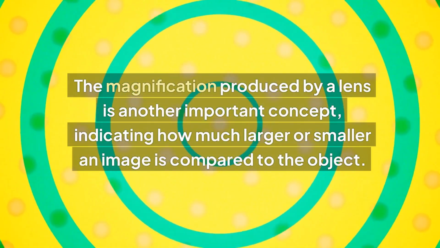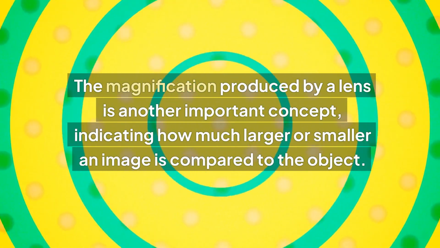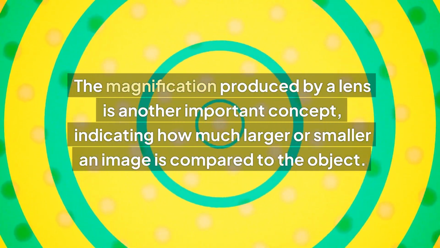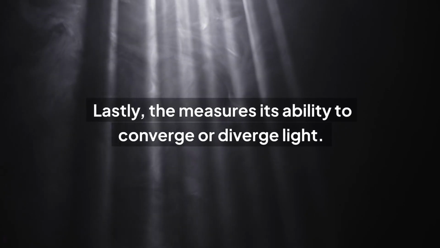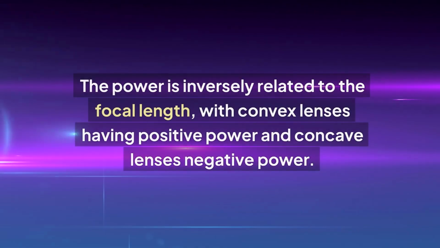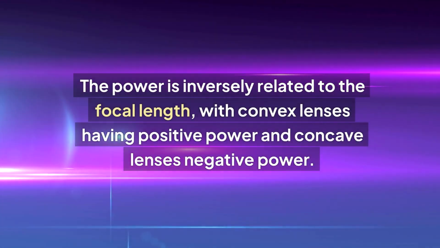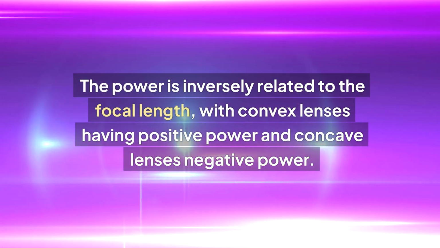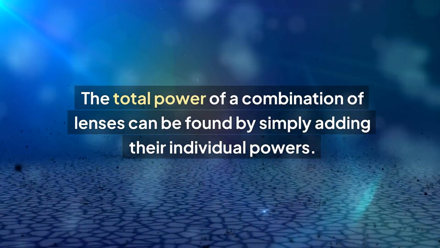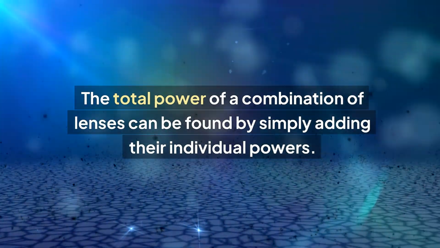The magnification produced by a lens is another important concept, indicating how much larger or smaller an image is compared to the object. Lastly, the power of a lens measures its ability to converge or diverge light. The power is inversely related to the focal length, with convex lenses having positive power and concave lenses negative power. The total power of a combination of lenses can be found by simply adding their individual powers.